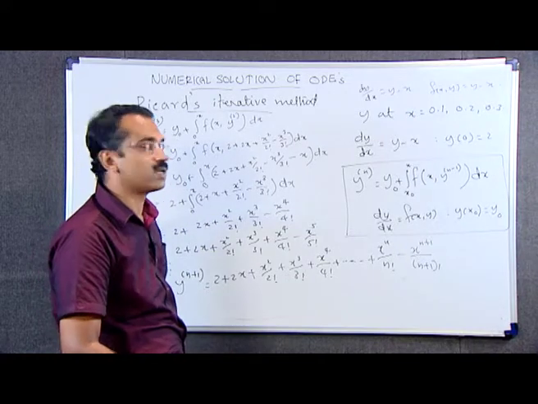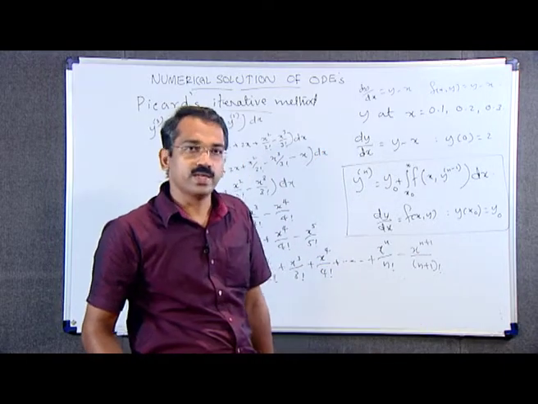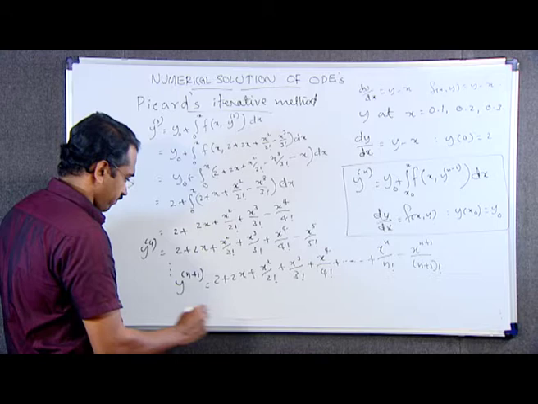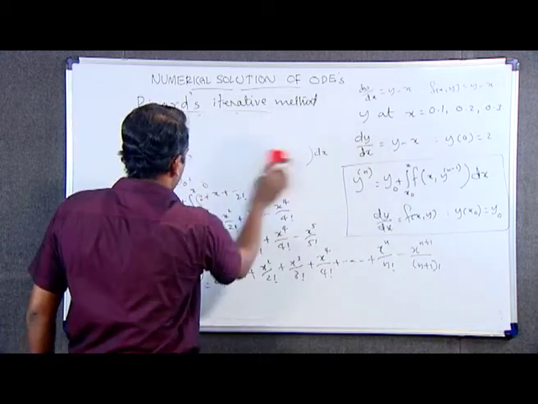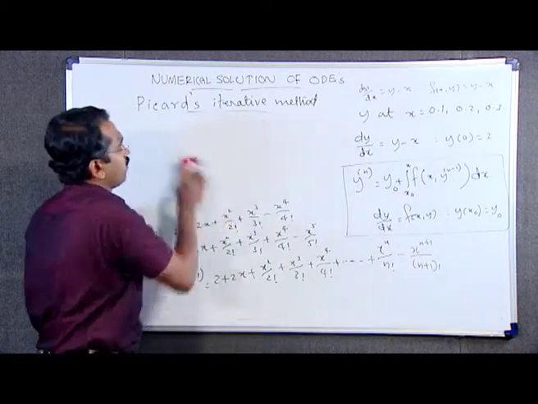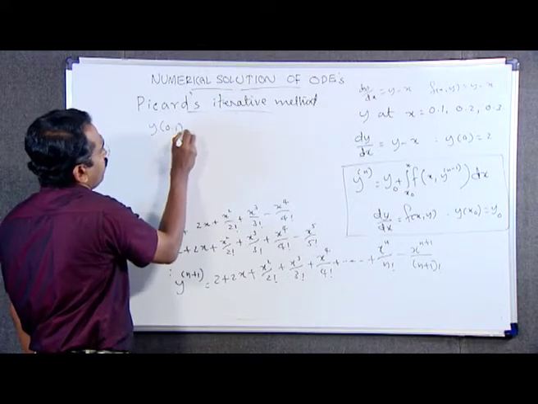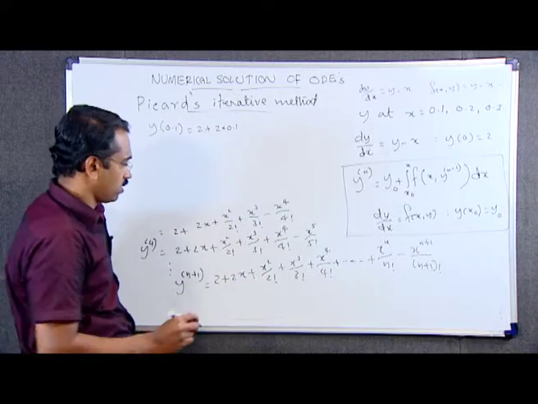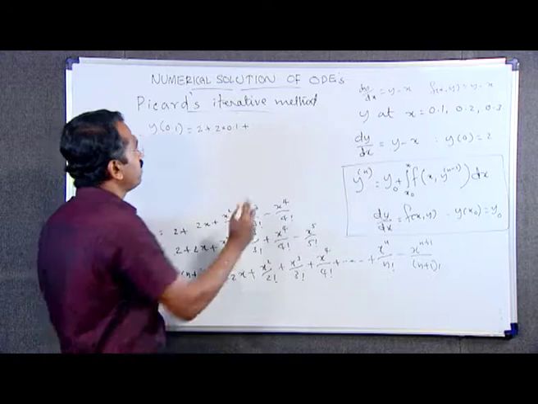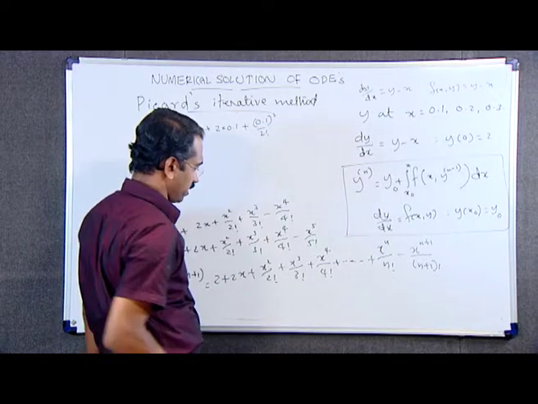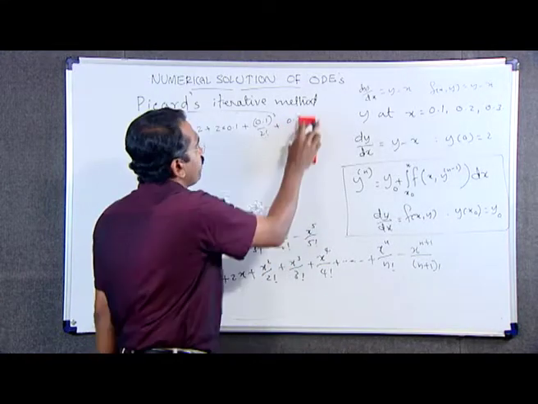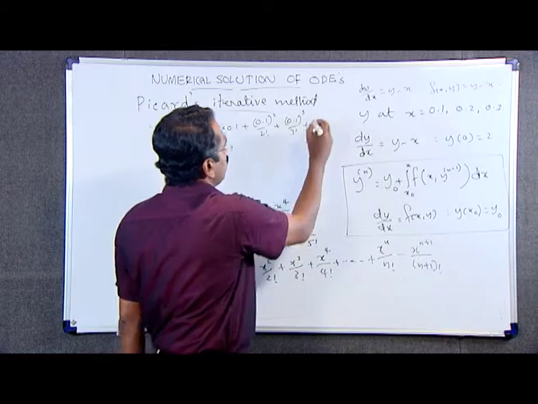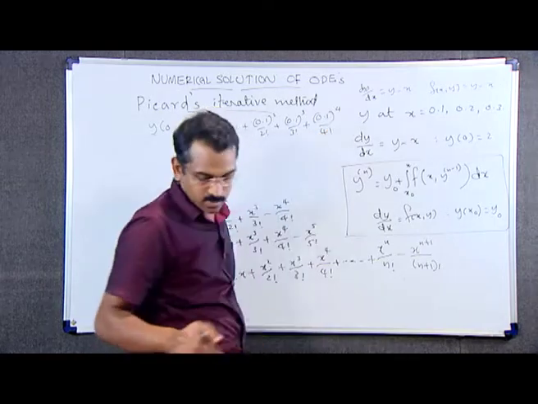Now, putting x is equal to 0.1, 0.2 and 0.3, we get y of 0.1 as 2 plus 2x, here x is 0.1, plus x square by 2 factorial, that is 0.1 square divided by 2 factorial, plus x cube by 3 factorial, that is 0.1 cube divided by 3 factorial, plus x raised to 4 by 4 factorial, that is 0.1 raised to 4 by 4 factorial, plus etcetera.